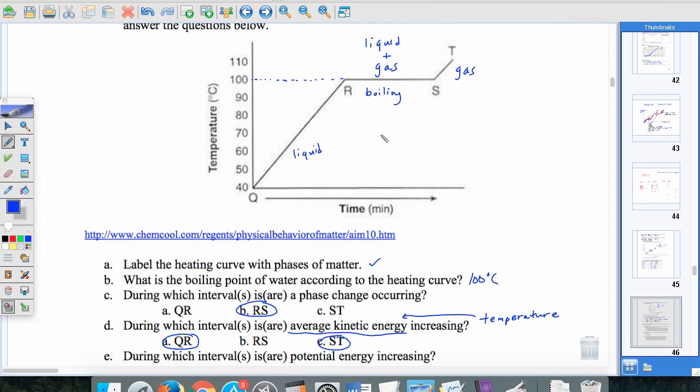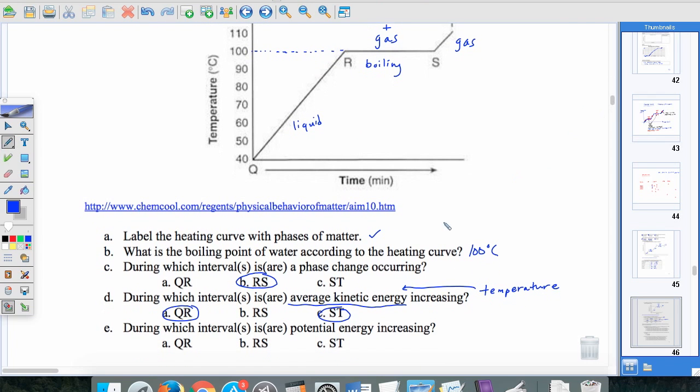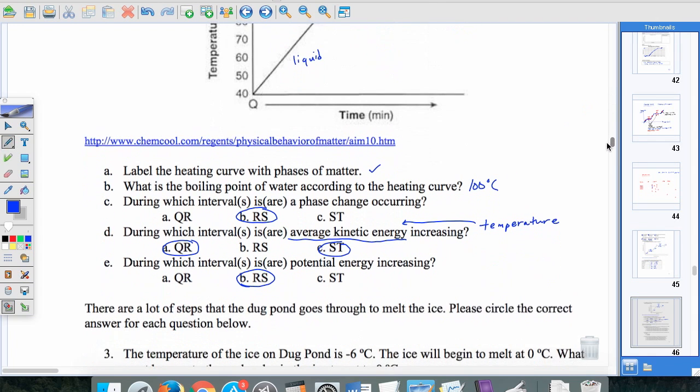Which interval is potential energy increasing? Potential energy is increasing here at the phase change. That's because the energy that we're adding is not changing the temperature, so the kinetic energy is not changing. Instead, the potential energy is changing. So that's RS.